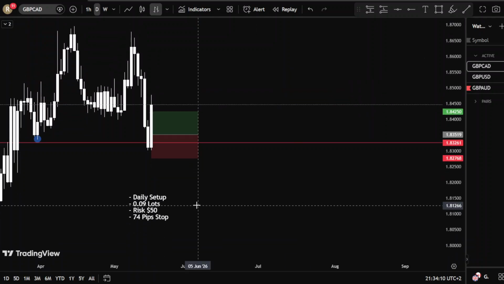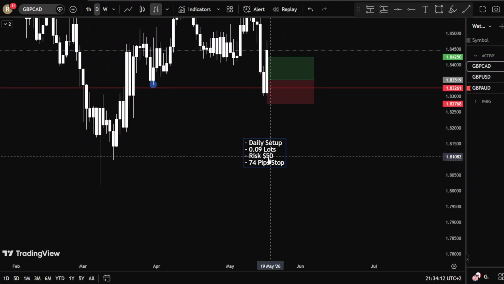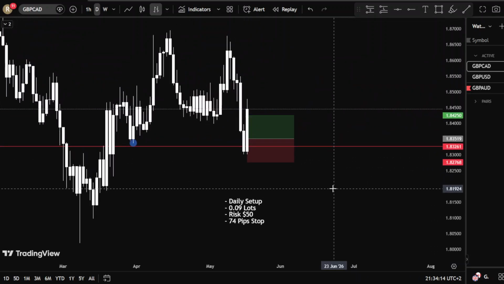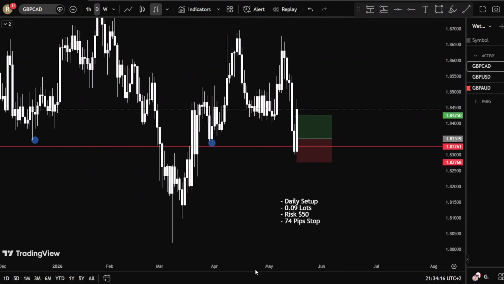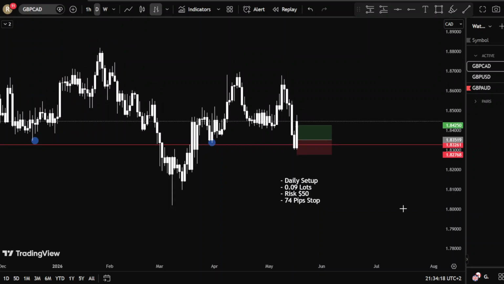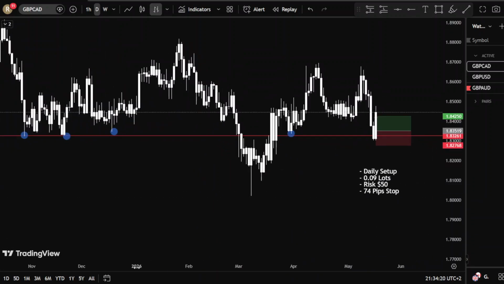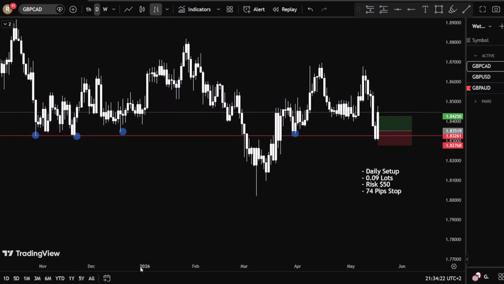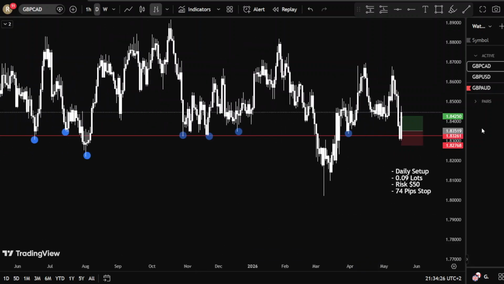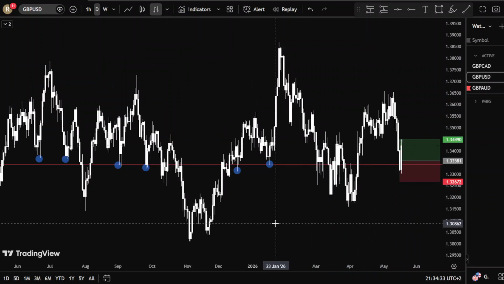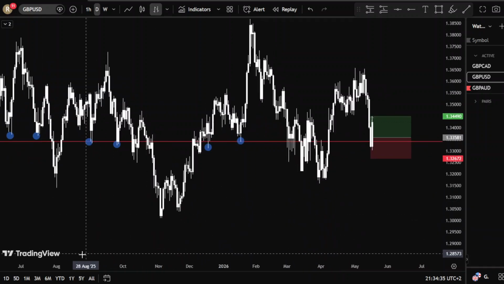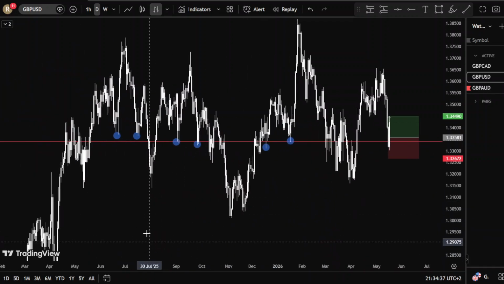I was just looking at the daily chart, about $50 profit. I don't want to overcomplicate this, because then maybe you don't understand what I'm talking about. So that was GBP CAD. GBP USD is here. It's actually quite similar setup. It's very similar actually.